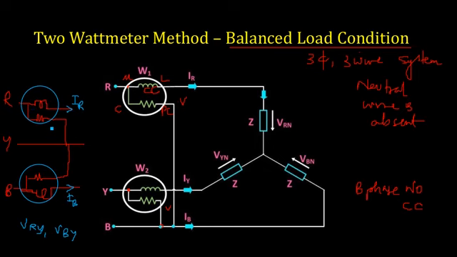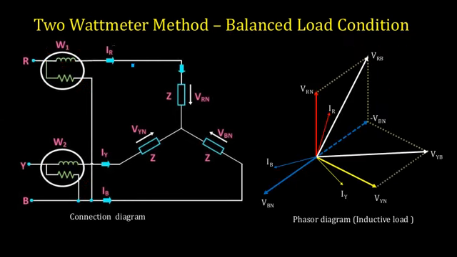So VRY is coming across a pressure coil, VBY is coming across this particular pressure coil. In this figure we have voltage VRB coming across the pressure coil of wattmeter W1, and VYB coming across the pressure coil of W2. That you can see from the figure because you are connecting this pressure coil across YB. So we have VYB coming across this. So this is your general connection diagram for the 2 wattmeter method with balanced load condition.